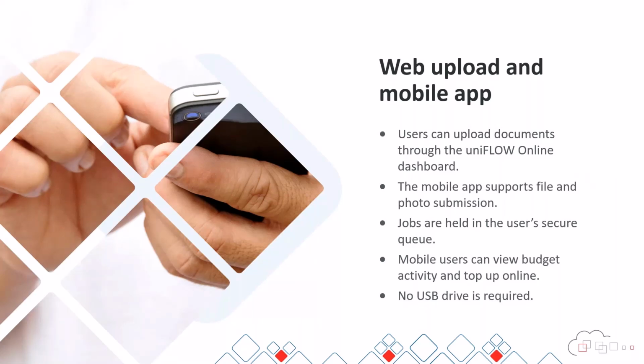Now, the app also works with budget control in uniFLOW Online, and users can top up through a mobile-friendly web page. Now, both options are useful because they reduce the reliance on shared PCs and USB drives while still keeping the job linked to the correct user, as expected. Now, another option is email printing.